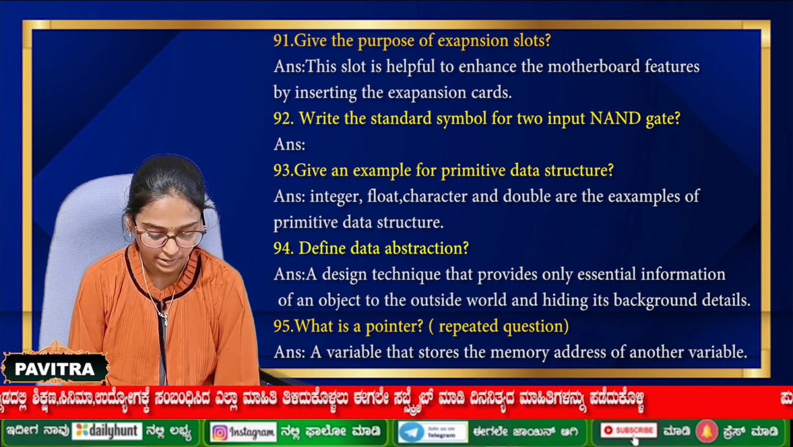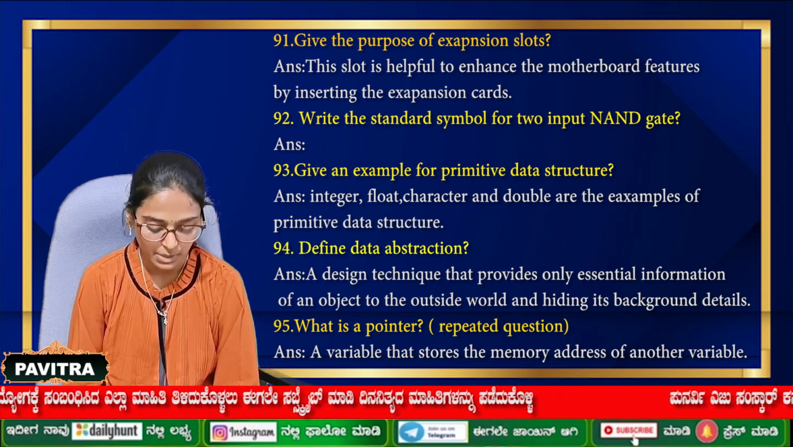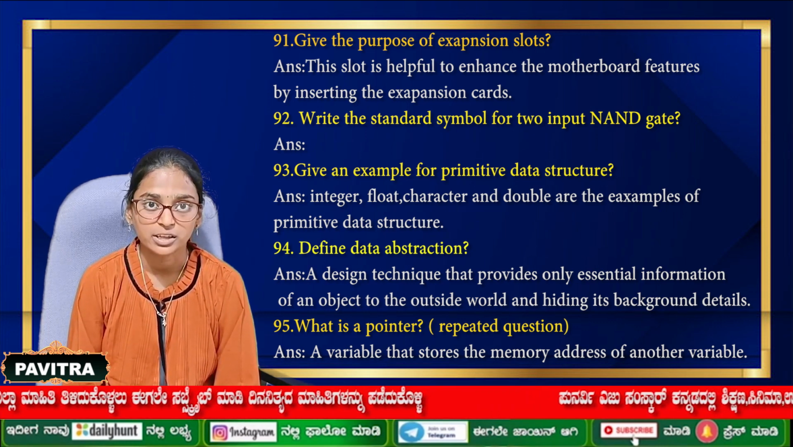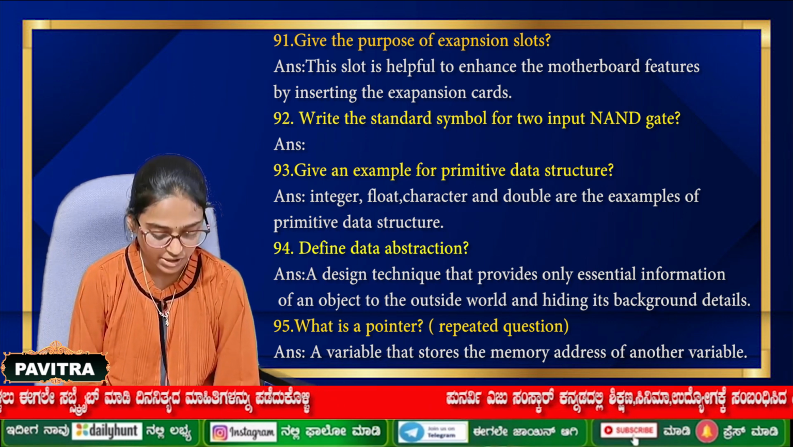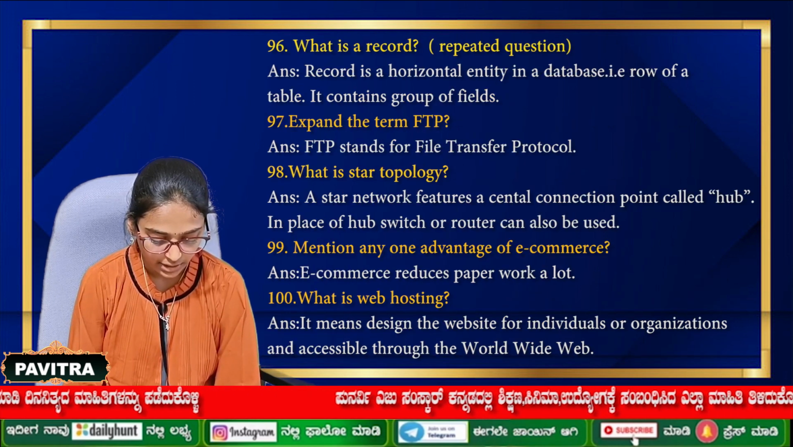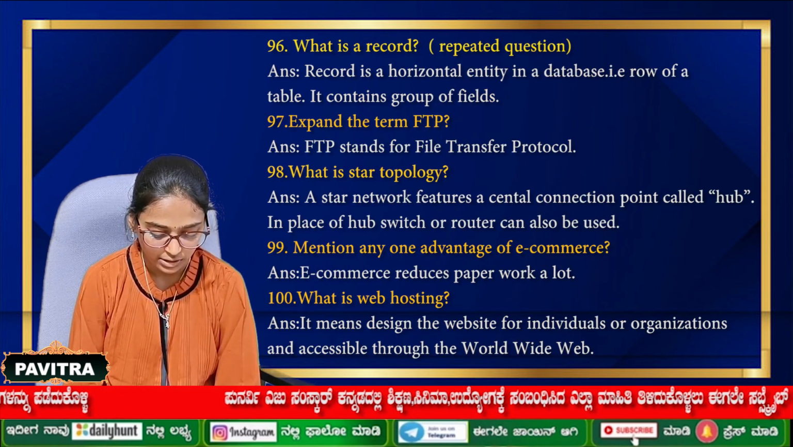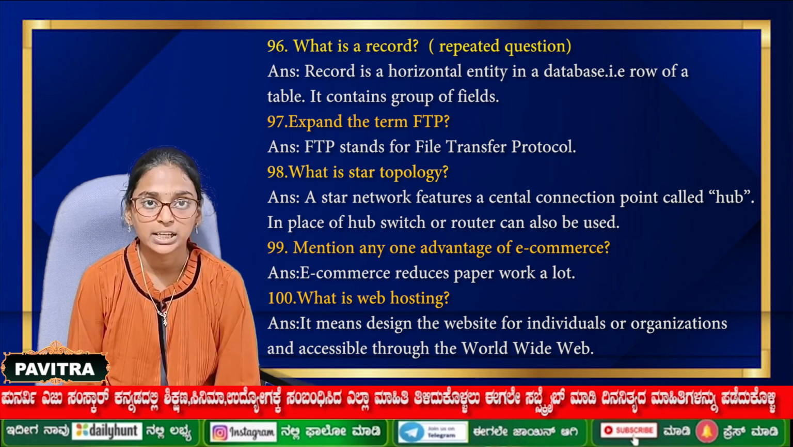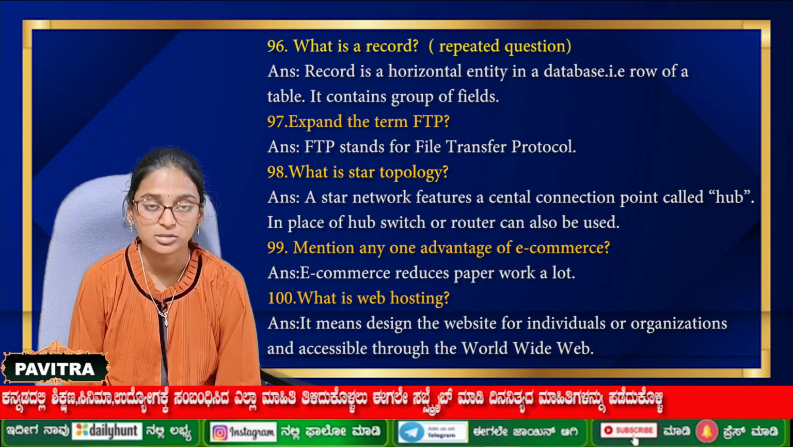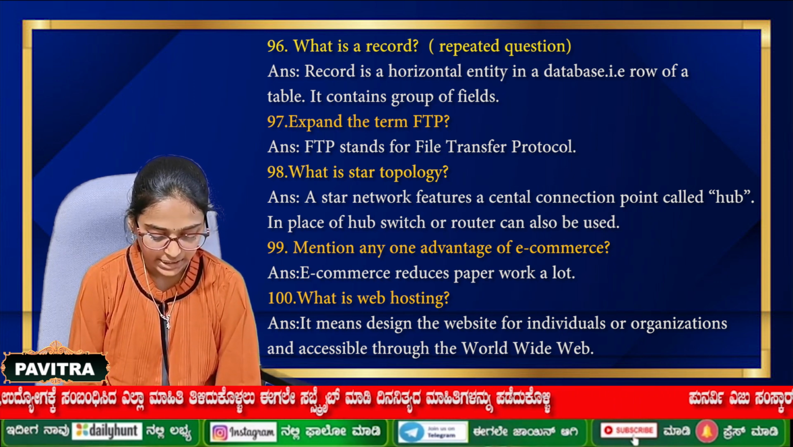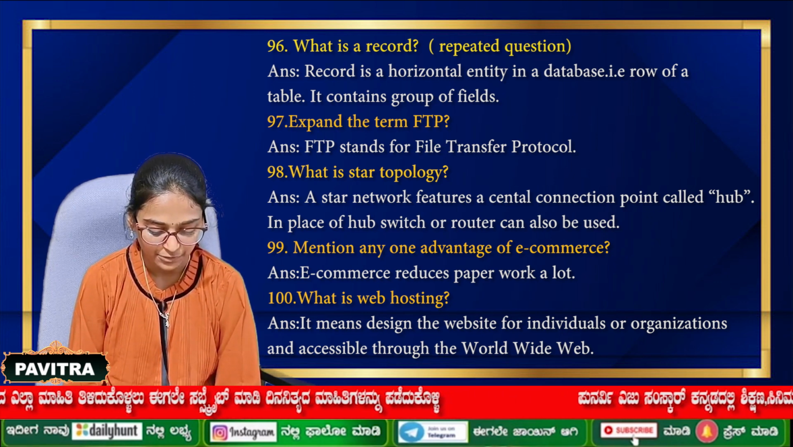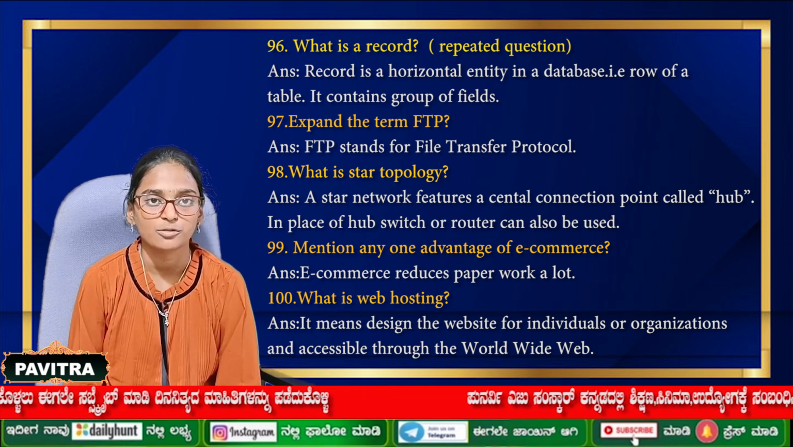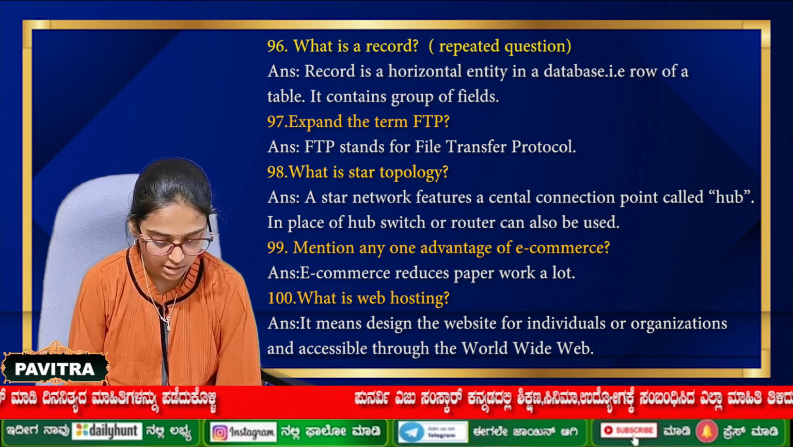95. What is a pointer? A variable that stores the memory address of another variable. It is a repeated question. 96. What is a record? A record is a horizontal entity in a database, that is row of a table. It contains row of fields. It is also a repeated question. 97. Expand the term FTP. FTP stands for File Transfer Protocol.